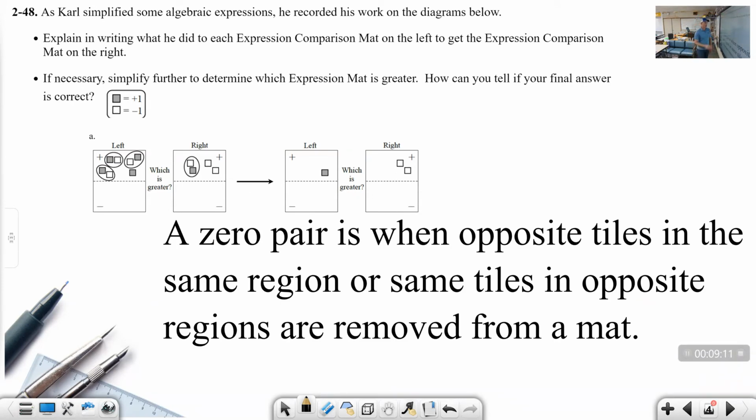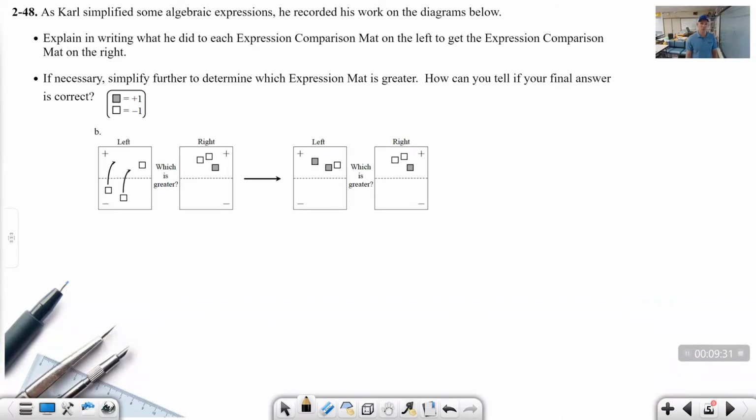I want you to write, a 0 pair is when the opposite tiles in the same region or the same tiles in the opposite regions are removed from a mat. You have 4 lines off to the right. Pause the video and write those down. All right, our next legal move.